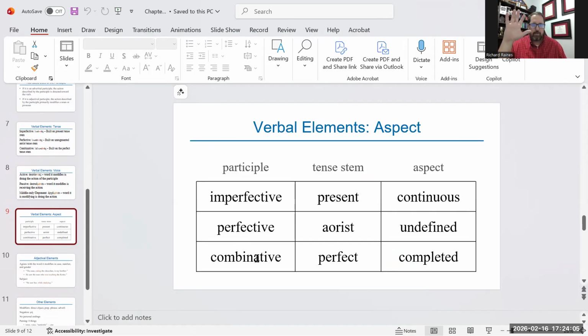You're going to deal primarily with three different tense stems: present, aorist, and perfect. And you're going to deal with three different aspects: continuous, undefined, and completed. Now, those are the elements of the verb. So it's a verbal adjective. So those are the elements of a participle that are related to a verb.